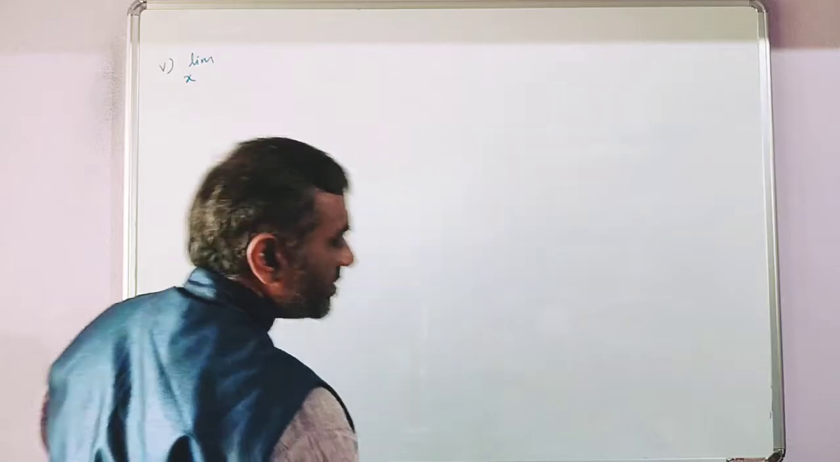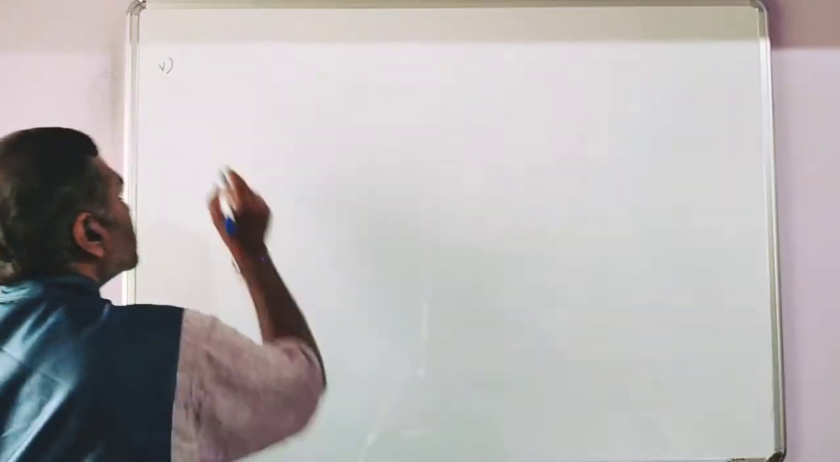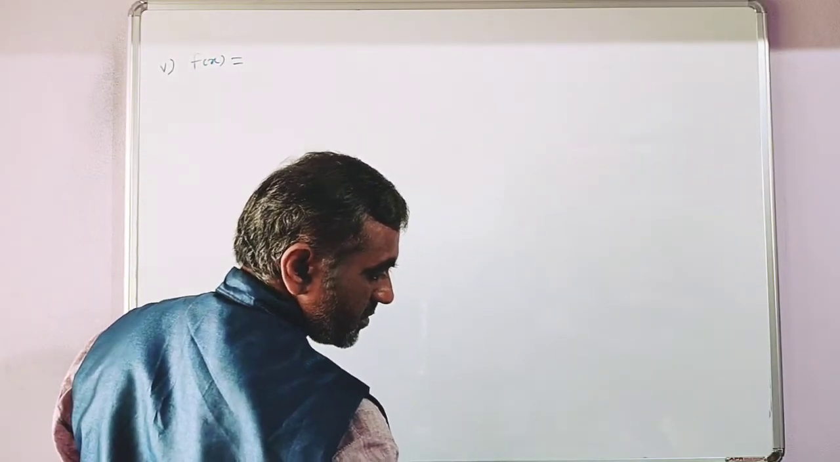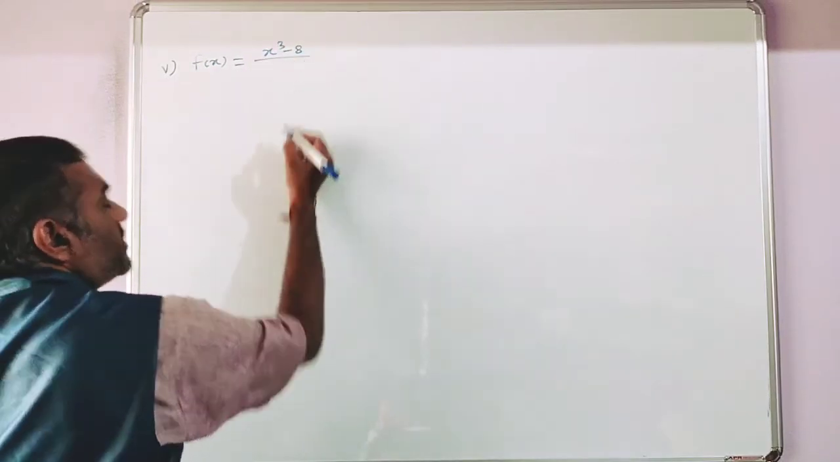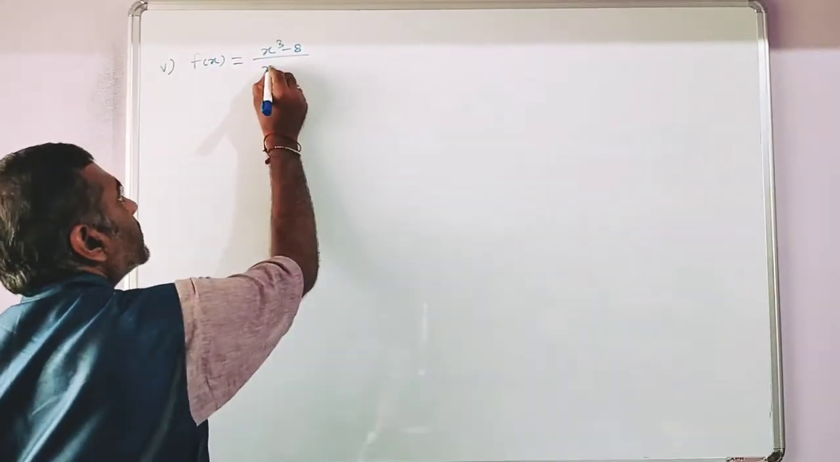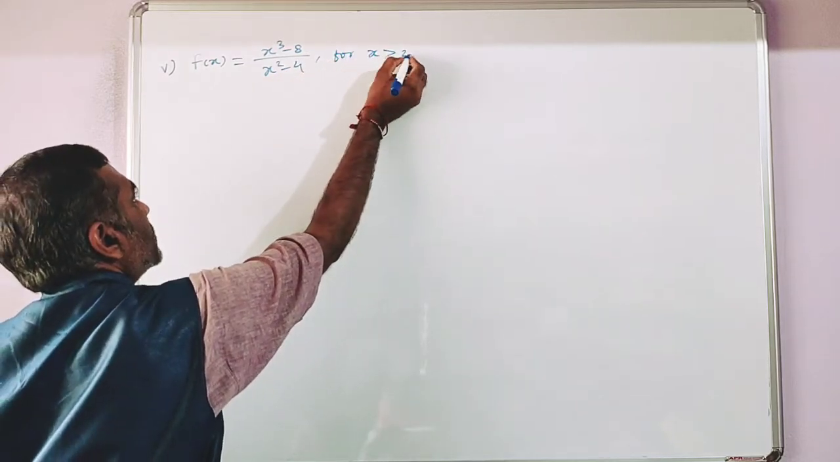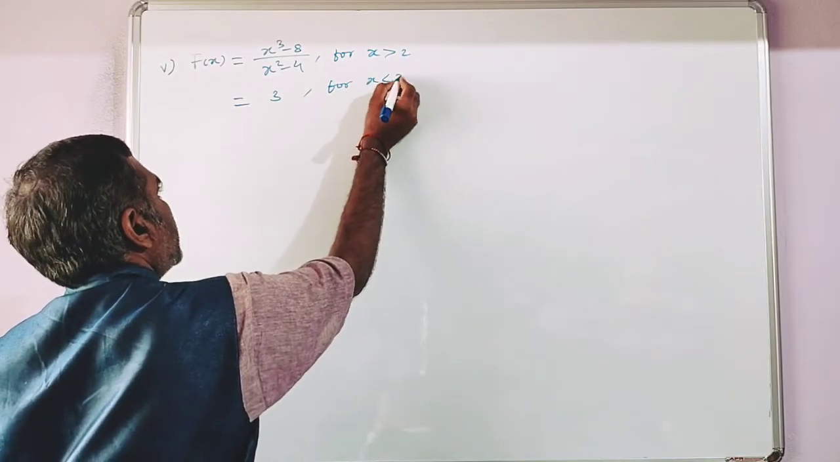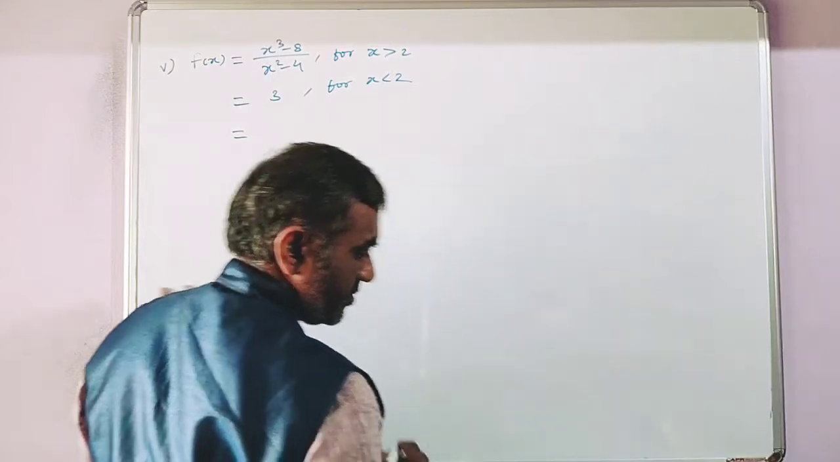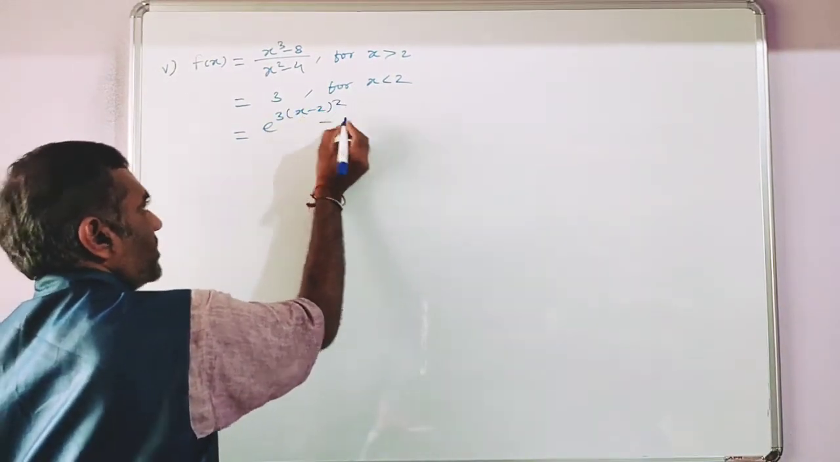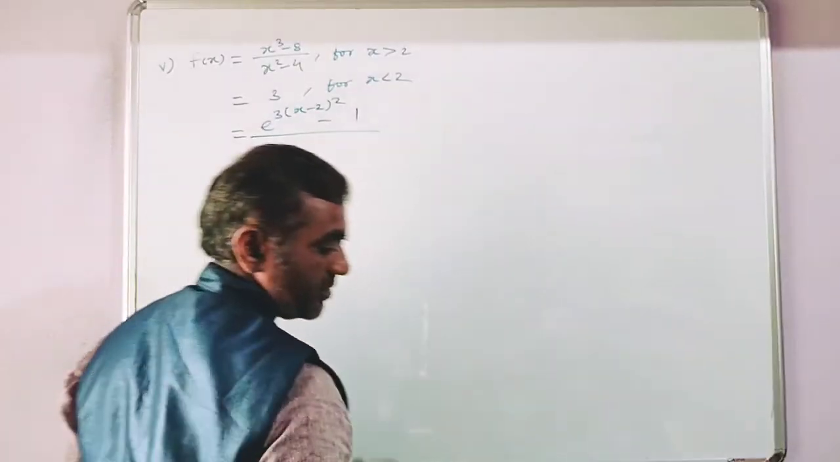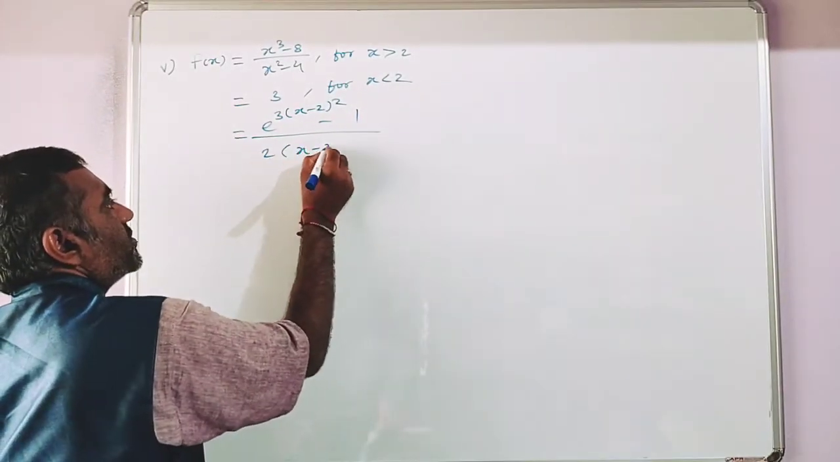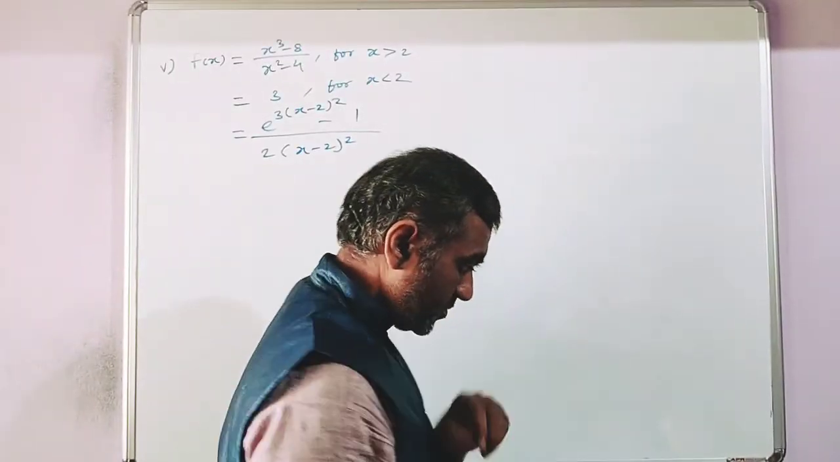f of x is equal to (x square minus x cube minus 8)... x cube minus 8 upon x square minus 4 for x is greater than 2, is equal to 3 for x is equal to 2, and e raised to 3 into (x minus 2) whole bracket square minus 1, upon 2 into (x minus 2) whole bracket square, for x is less than 2.